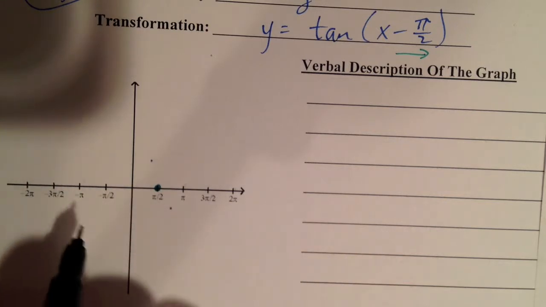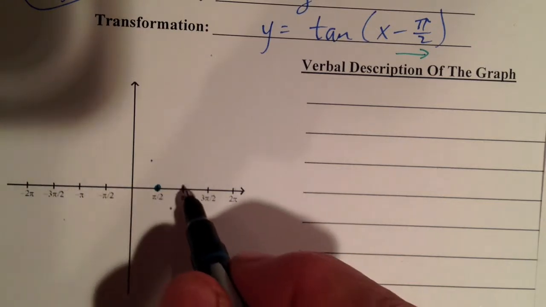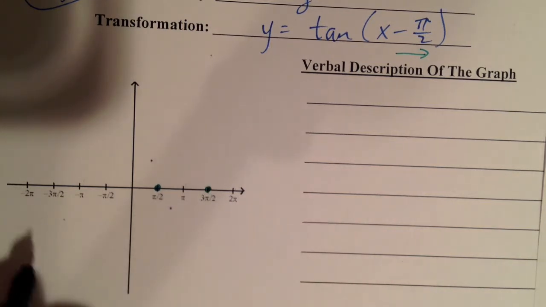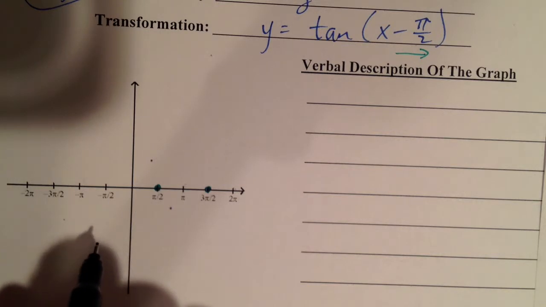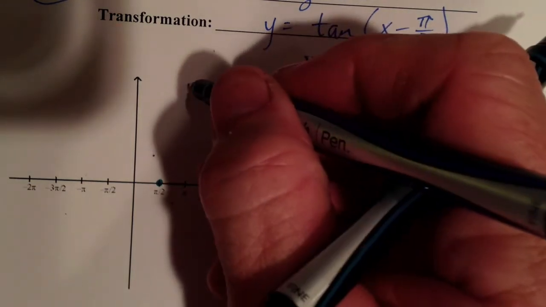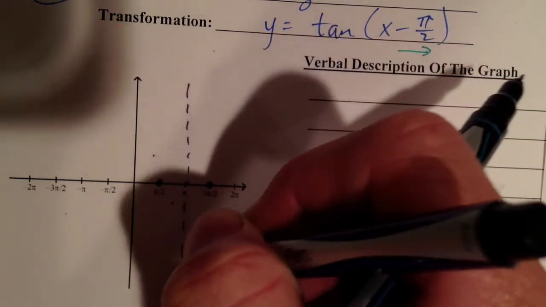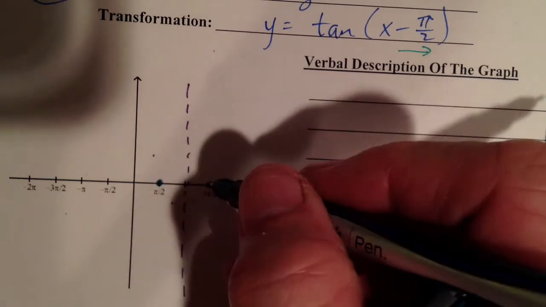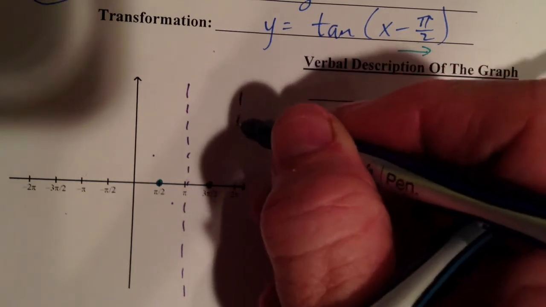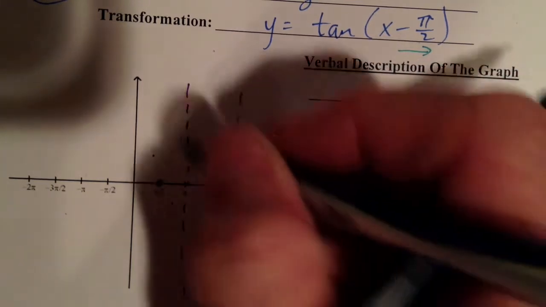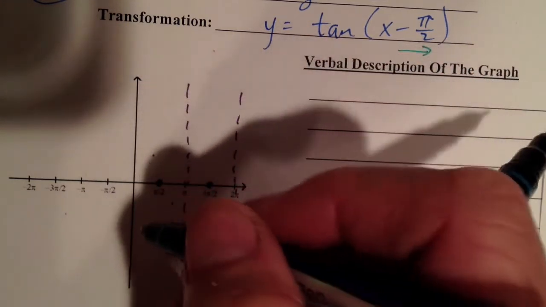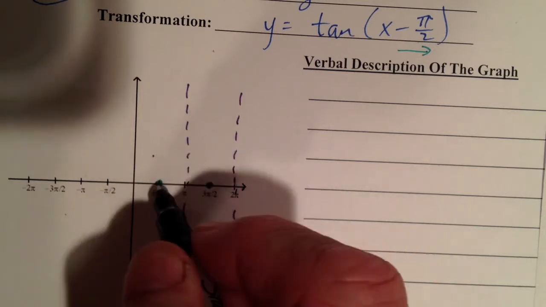What used to be, if you look at your other graph, an x-intercept of pi, moves over pi over 2 to the right. And what used to be a vertical asymptote at pi over 2 is now a vertical asymptote at pi. So the vertical asymptotes move over pi over 2 radians to the right, and so do the x-intercepts. There used to be a vertical asymptote at 3 pi over 2, and now there's a vertical asymptote at 2 pi. There used to be a vertical asymptote at negative pi over 2, and now the vertical asymptote is the y-axis.